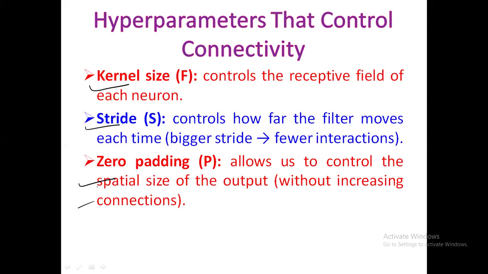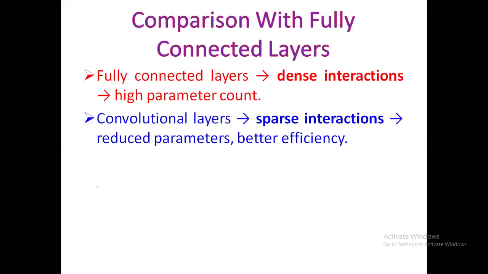Next, comparison with fully connected layers. In fully connected layers, every input neuron is connected to every output neuron, making the number of parameters grow rapidly as the input size increases. This results in dense interactions where no spatial structure is leveraged.